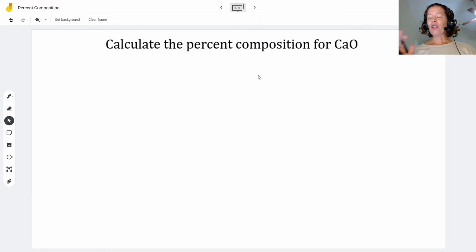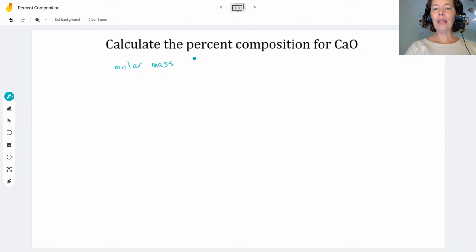Now, the first thing that we want to do is calculate the molar mass. I trust you guys can do that at this point, so I'm not actually going to write this calculation down. I am just going to give you the molar mass. The molar mass of calcium oxide is 56.0774 grams per mole.